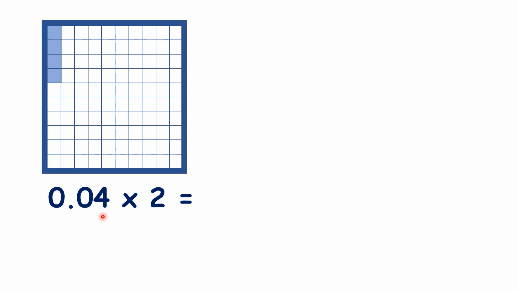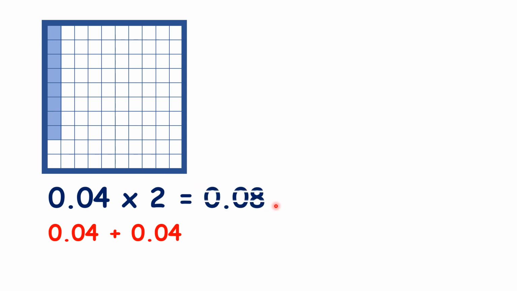As well as tenths, we can also multiply hundredths. 0.04 times 2 is the same as 0.04 plus 0.04. So if we add another 0.04 or 4 hundredths, you can see that we now have 8 parts out of 100 coloured, which we write as 0.08.